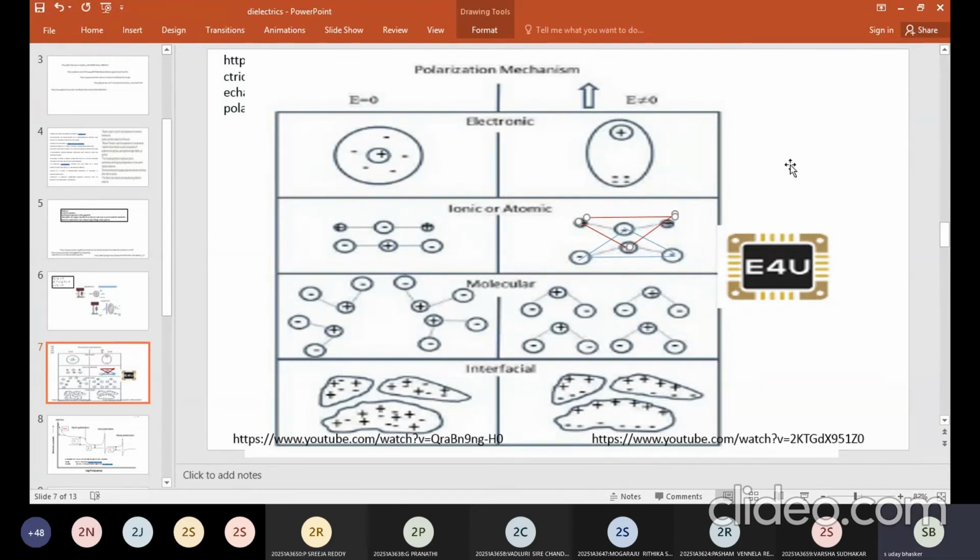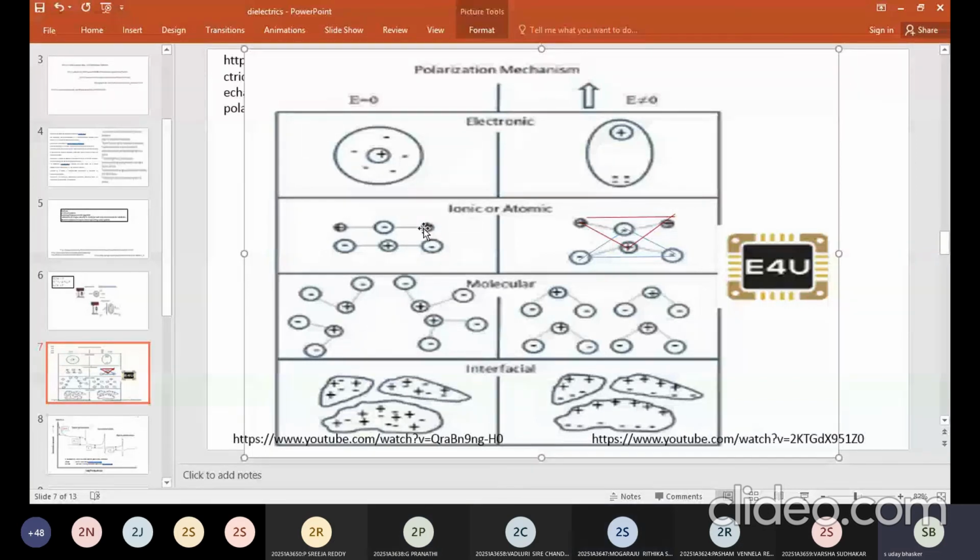Now what do you see over here? In this particular part, what do you see? Some molecules which are already polar. Structures of molecules, right.